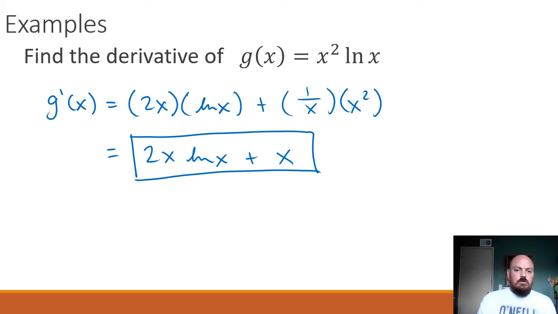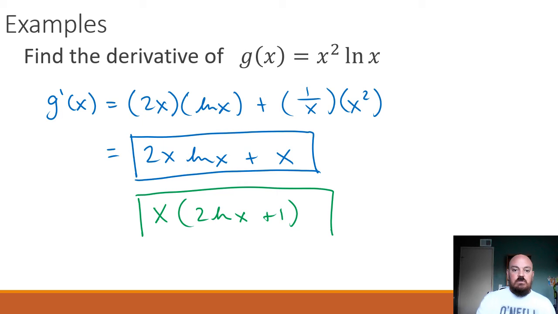That's our answer. You could also, if you wanted to, this is an extra step, factor that x out and call it x times 2 natural log x plus 1. Either one of those are fine. You don't have to do that extra step, what I did in green there. Those are both fine. So that was a product rule question, a little easier than our first example. The first one was a little messy.